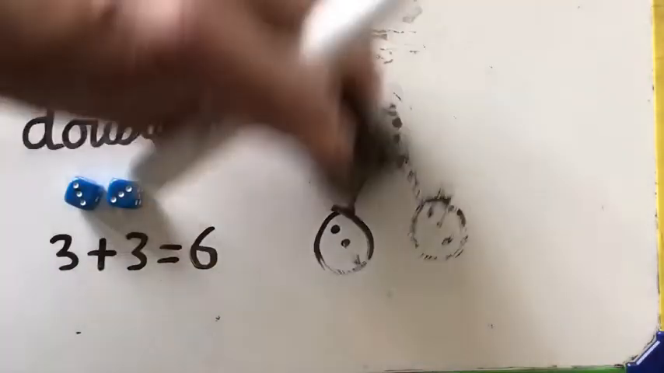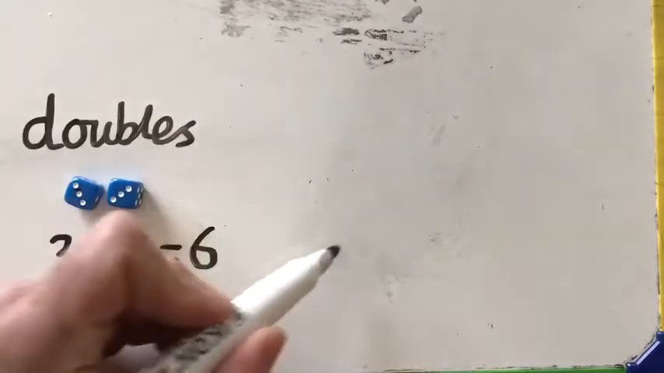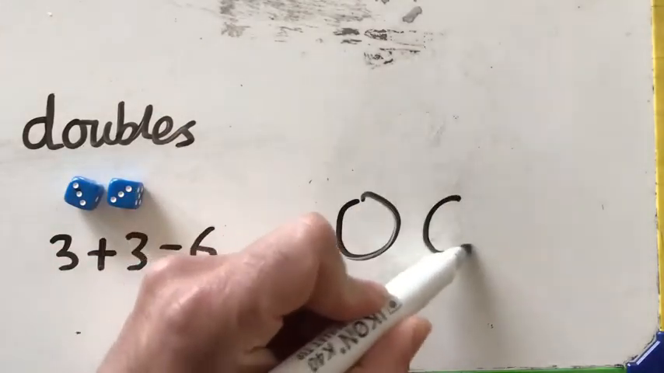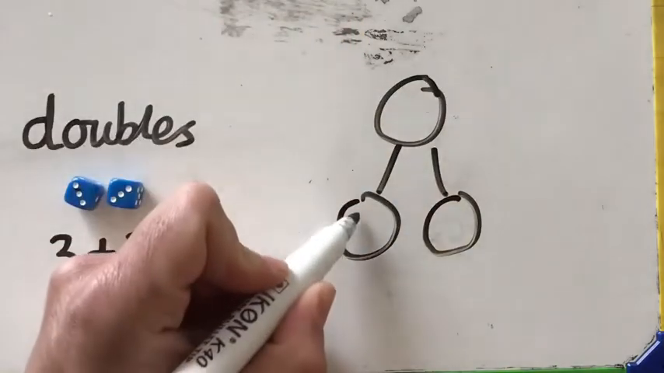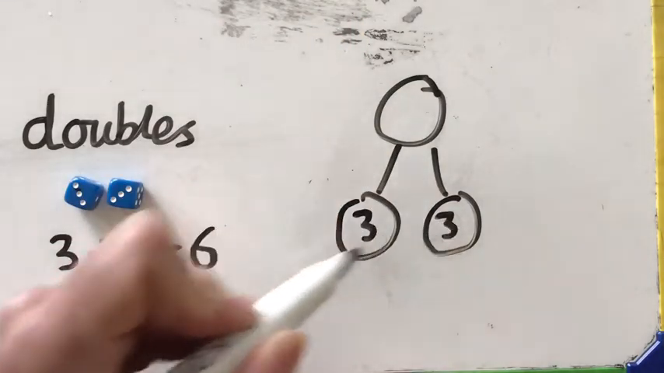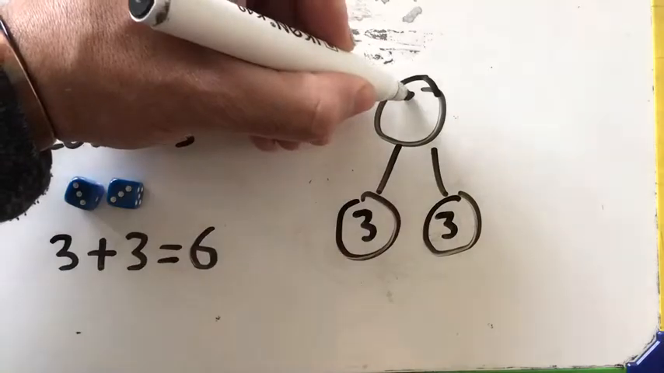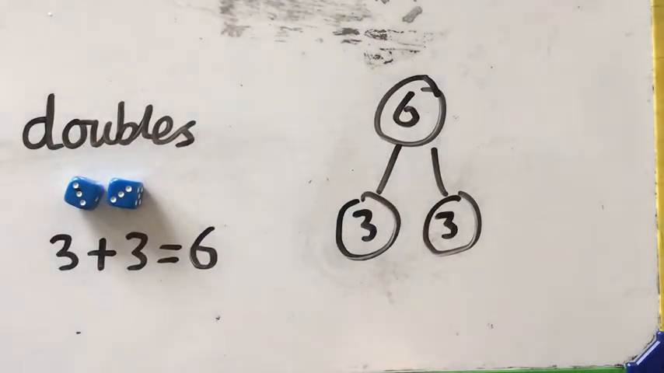The other way, of course, is doing it with actual numbers. So here we go again. There we go. And there we go. And we could go 3, 3, and we know that 3 add 3 makes 6. So doubling is really, really simple.